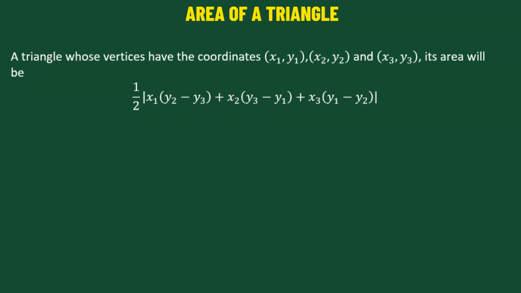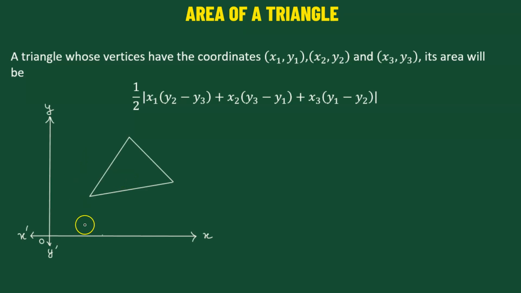So let's take the help of a diagram. Here we have our Cartesian plane with the x and the y axis. We also have a triangle. Let's name the triangle with the vertices A, B and C. Let us suppose that the coordinates of A are (x1, y1), coordinates of B are, let's say, (x2, y2), and coordinates of C are (x3, y3).